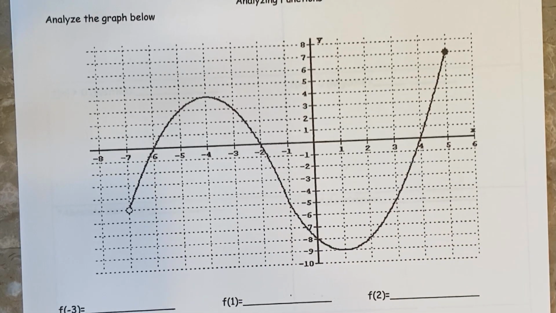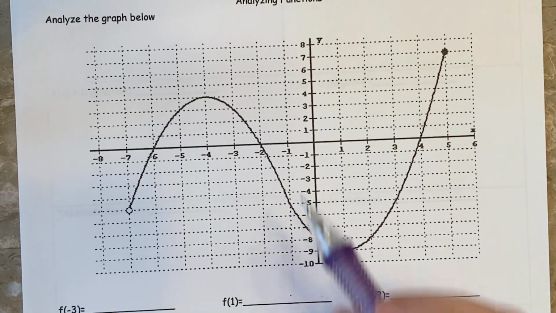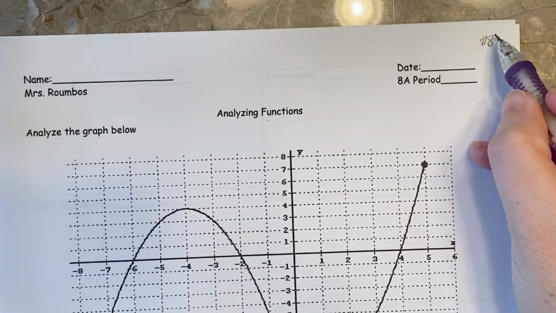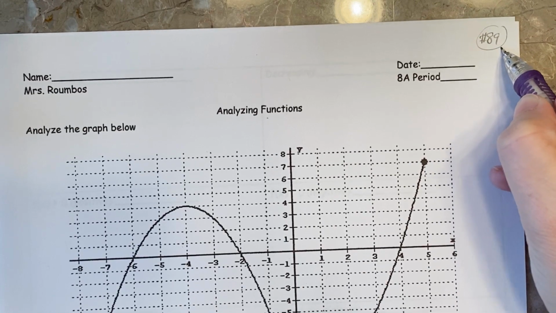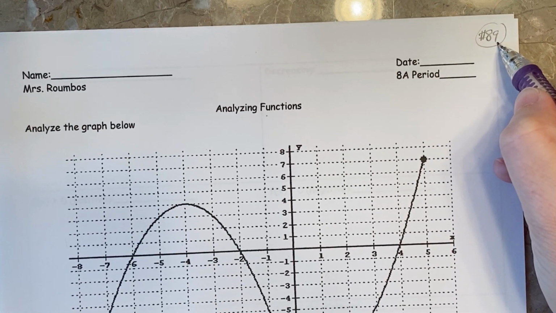Okay, so this is today's lesson. I actually switched the order a little bit. So this analyzing functions lesson is actually number 89. So you'll be doing homework number 89 tonight instead of 88.